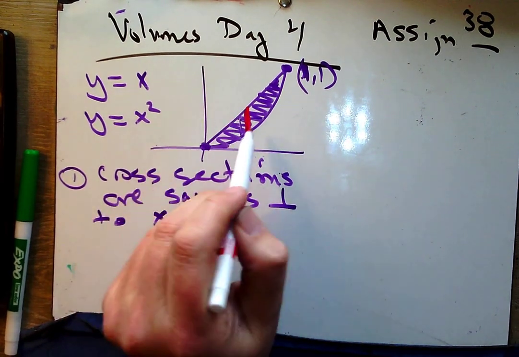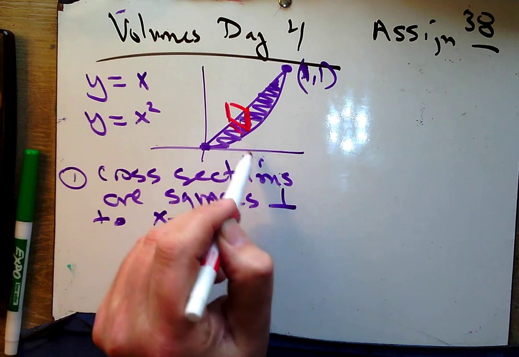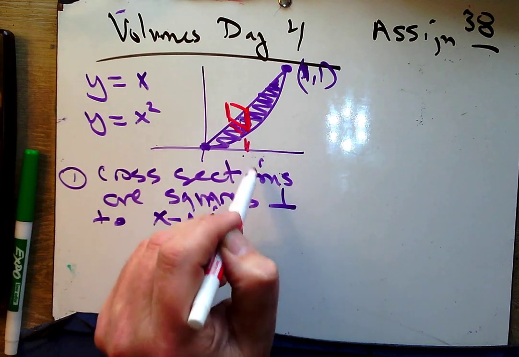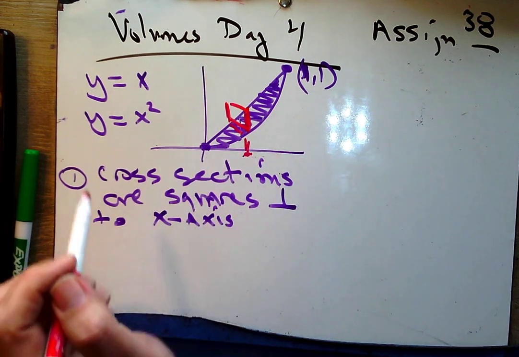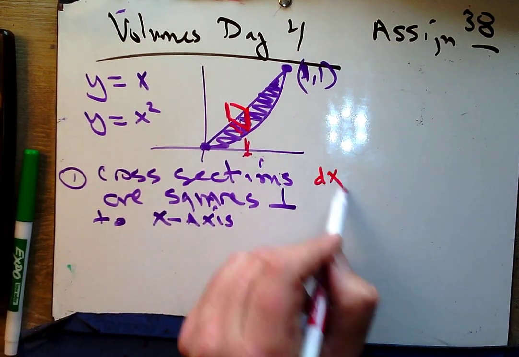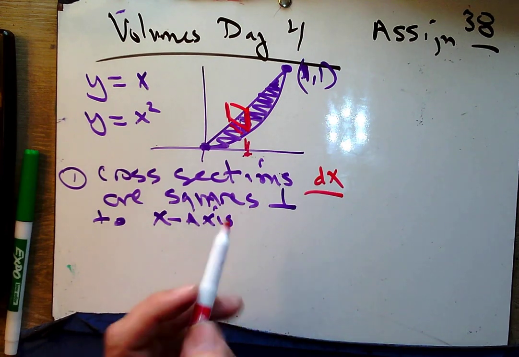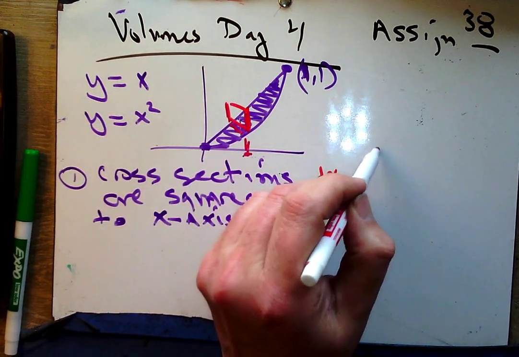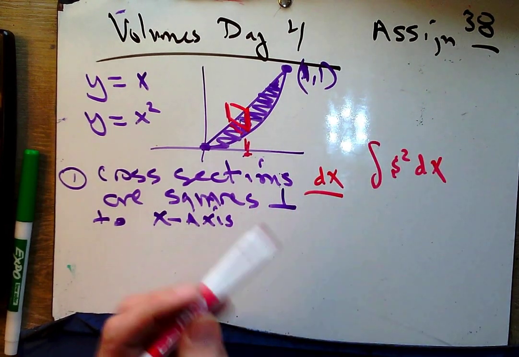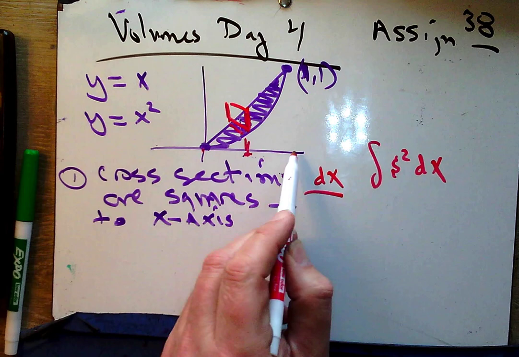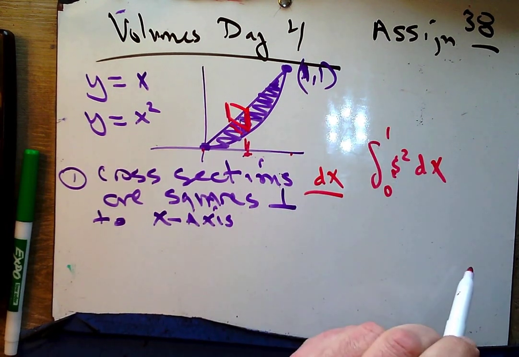So this is my square. And notice that the thickness of that square would be measured here on the x-axis. So this is a dx cross-section that I'm doing. Okay. I also know that I'm integrating area, and for a square, that's side squared. I'm integrating from x equals 0 to x equals 1. I just need to find what the side is.